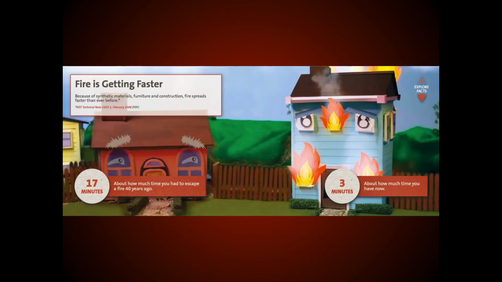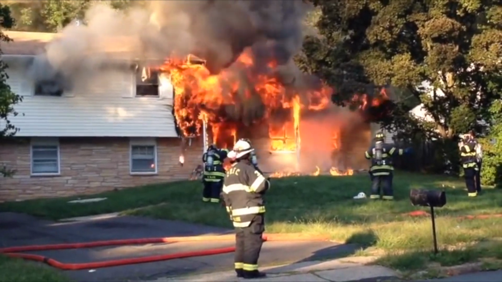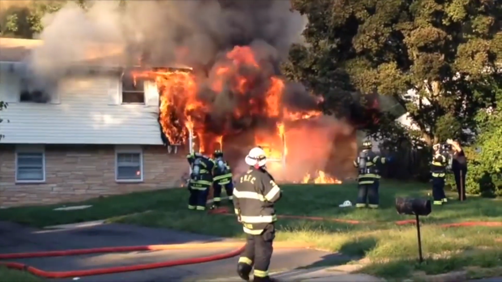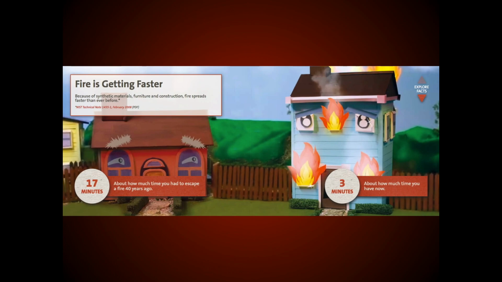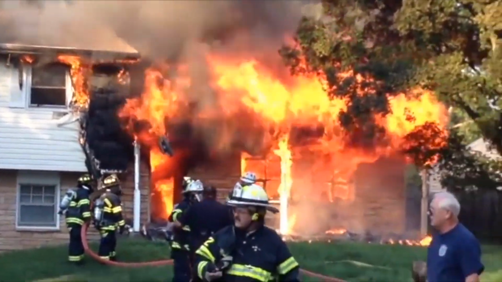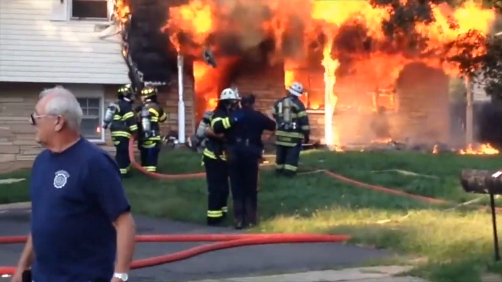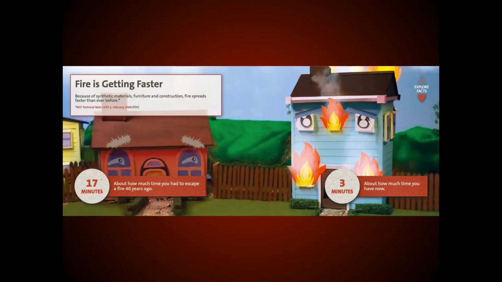Fires in our homes today grow much faster than they did many years ago. Today, you may only have 3 minutes to escape before the entire house is full of smoke or before the fire spreads and you can't get out. 40 years ago, you had 15 minutes or more to get out of your house safely. But because of the change in materials that we use to build our houses, and especially because of the changes in materials in our furniture and our contents of our houses, fires grow much faster and they create a lot more smoke.